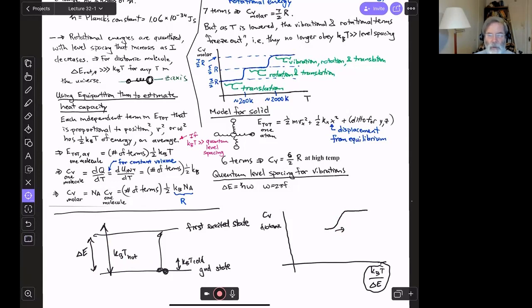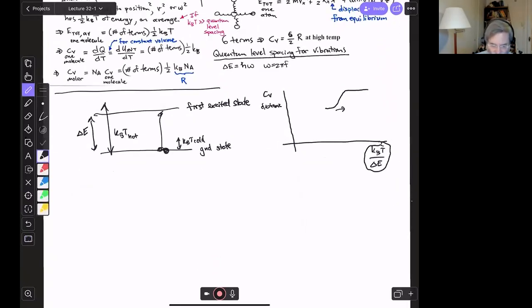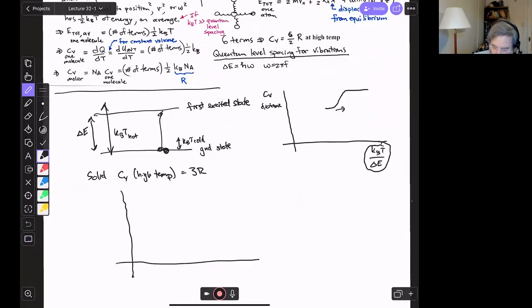Questions so far? Okay, so now let's apply that same thinking to a solid. We argued last time that the heat capacity at constant volume for a solid at high temperatures is equal to 3R. And so we're going to make a similar graph of the heat capacity as a function of kBT divided by the quantum level spacing. And so at high temperatures, it's equal to 3R.